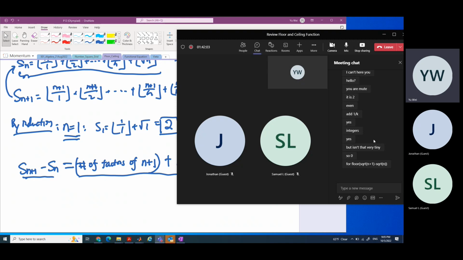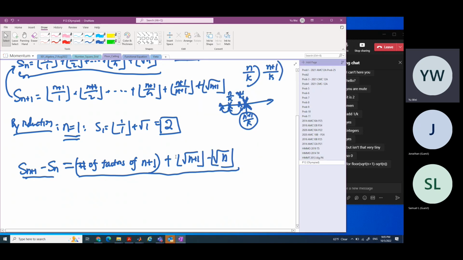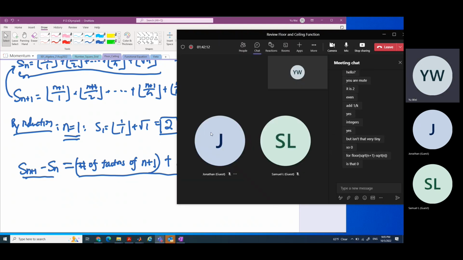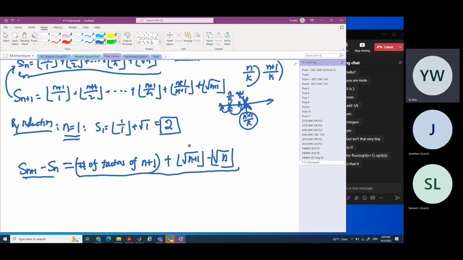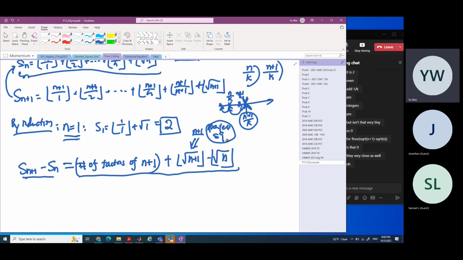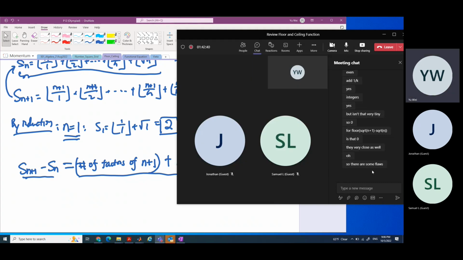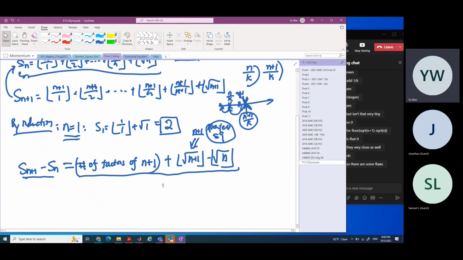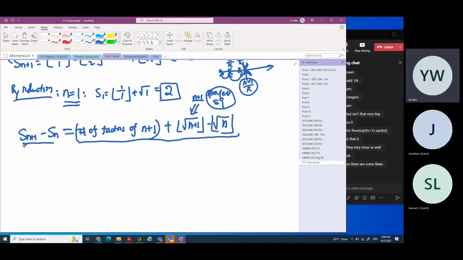That's floor of the square root of n plus 1 minus floor of the square root of n, right? Think about it: if n plus 1 lands on a new perfect square, and this is the previous perfect square, did you see the difference? They are very close, right? So now we need to do the casework.